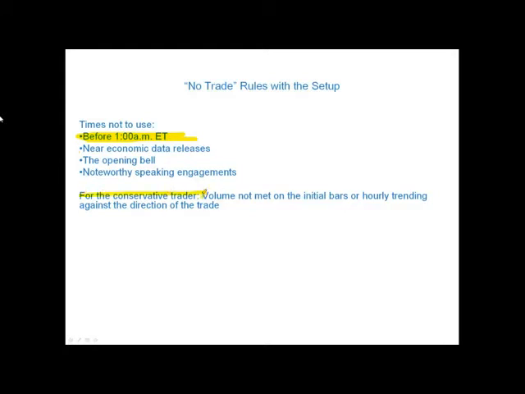Now, the other thing is, for a more conservative trader, you also want to be mindful of the fact that the volume is not met on the initial bars. So remember bar number 1 and bar number 2. What you're looking for here is, let me get the drawing tool out there. Again, bar number 1, you want to be up or down, depending on the direction of your trade. In this case, we're looking for a long side trade. As I mentioned this morning in my opening comments, my bias is to the upside.